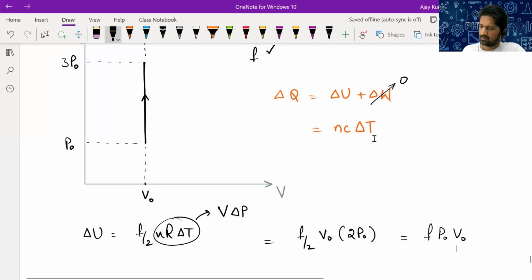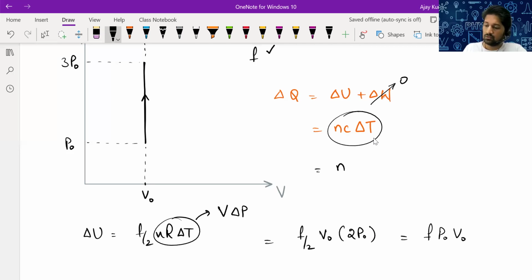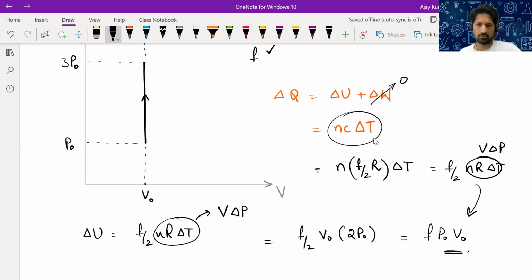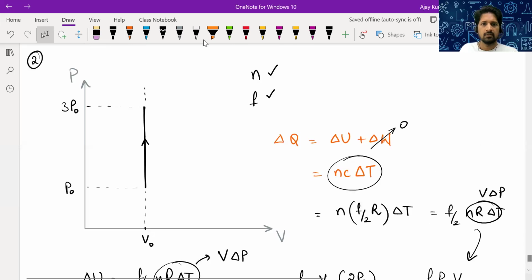Okay. Suppose you used n C delta T. You have to use the C value, molar specific heat, for this particular process. Molar specific heat at constant volume we just derived is F by 2 multiplied with R. That will have to be used, multiplied with delta T. You get the same answer, F by 2 n R delta T, which can be written as V delta P, and it will be equal to F times P naught V naught. Is this clear? Yes, sir. Okay, fine.